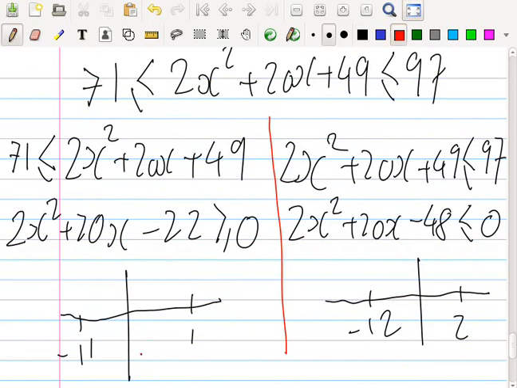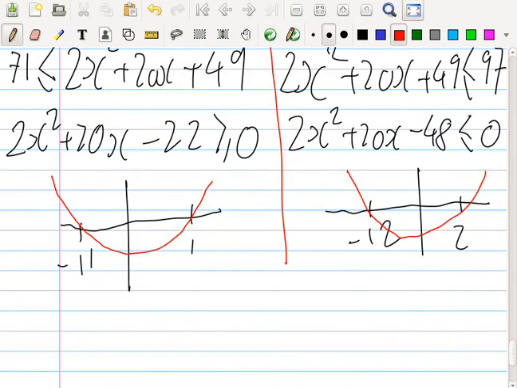This first quadratic, U-shape or hill shape? U-shape. And this one here? U-shape. I want it to be greater than or equal to 0. So which numbers do I use here? Both numbers. Yeah, but do I want the inside or the outside? The outside. I want x to be less than or equal to minus 11. And here? X is greater than or equal to 1. Here I want less than. So what do I use here? X between minus 12 and 2.